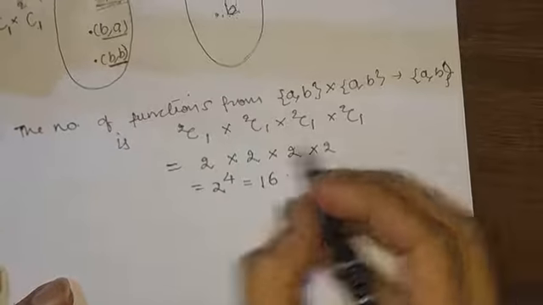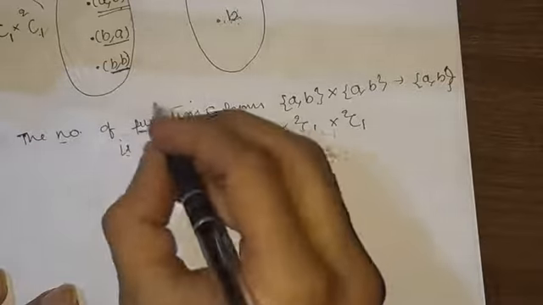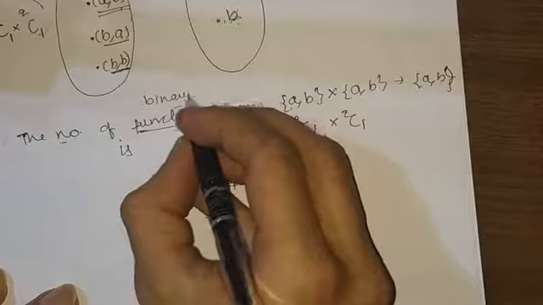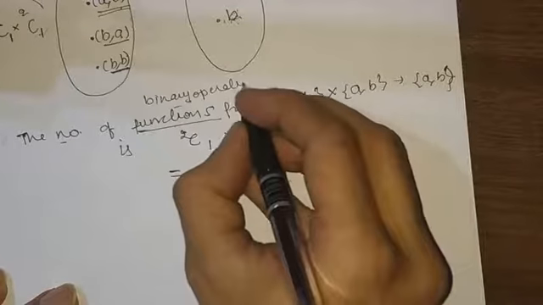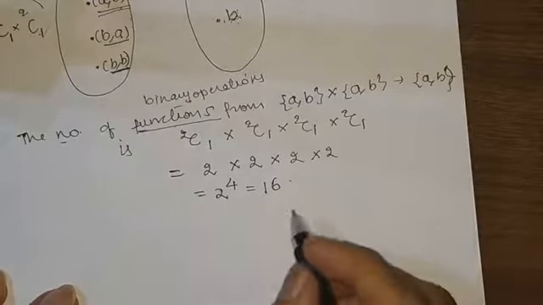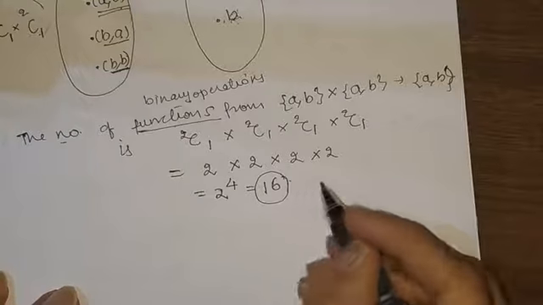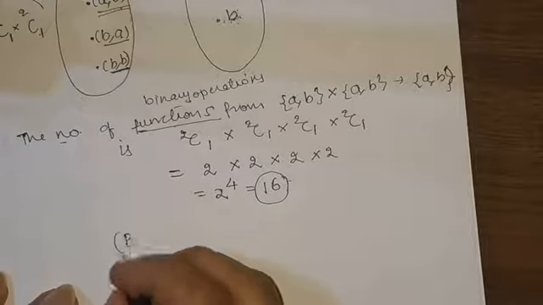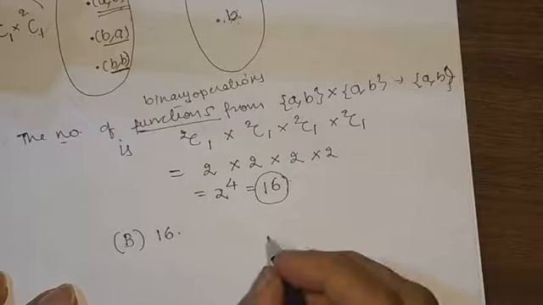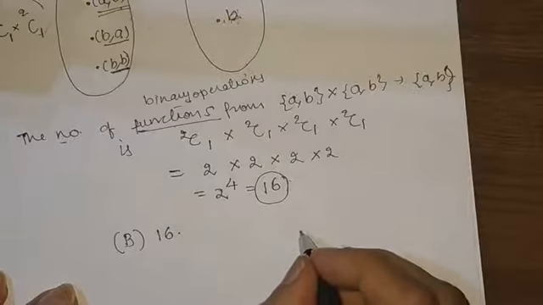Number of functions means number of binary operations, right? So how many binary operations? 16. So what is the option? It is the second one, B, 16.